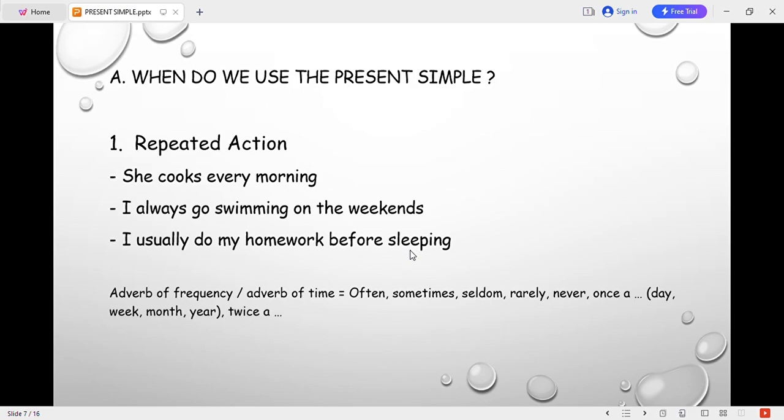We use the present simple in showing a condition like this. Also, other adverbs of frequency or adverbs of time are often, sometimes, seldom, rarely, never, once a day, once a week, once a month, once a year, and twice a day, twice a week, twice a month, and twice a year.